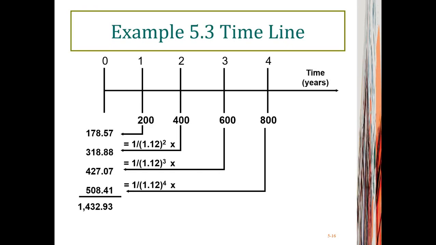And this slide showed you the timeline of this problem. As you see, it's a 4-year time framework, and here you see very clearly that for the first cash flow you need to discount once, for the second one twice, the third one 3 times, and the fourth one 4 times. Once you discounted those individual cash flows, then you add them up together to get the present value of the entire uneven cash flows.